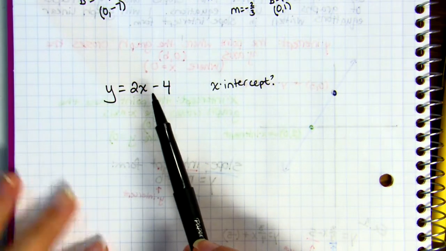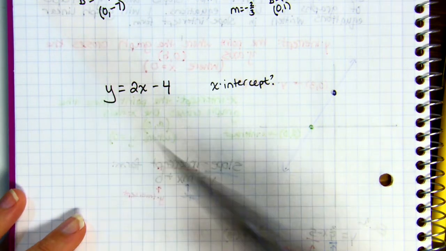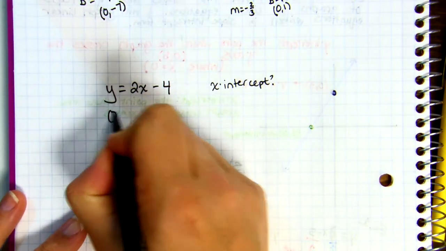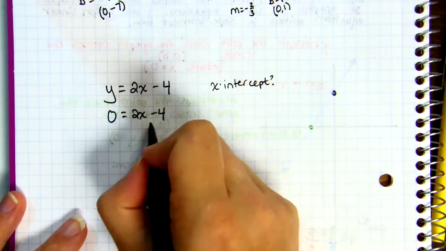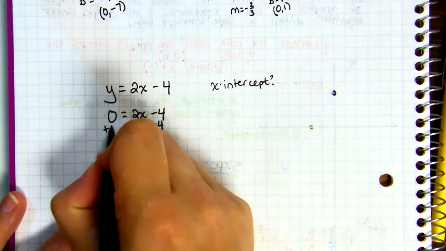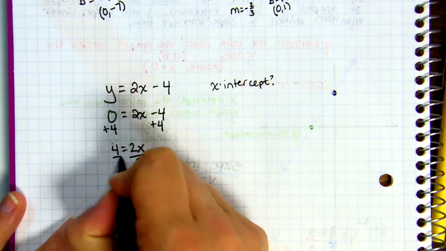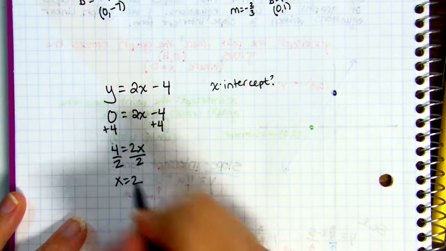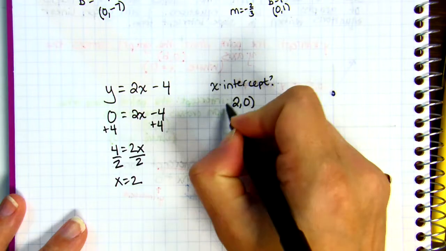So what I would do to find that, the x-axis has a y-coordinate of 0. So all I do is plug in 0 for y and I solve for x. So to do that, I add 4 to each side. So 4 equals 2x, divide each side by 2, and I get x equals 2. So that tells me my x-intercept is at 2, 0.